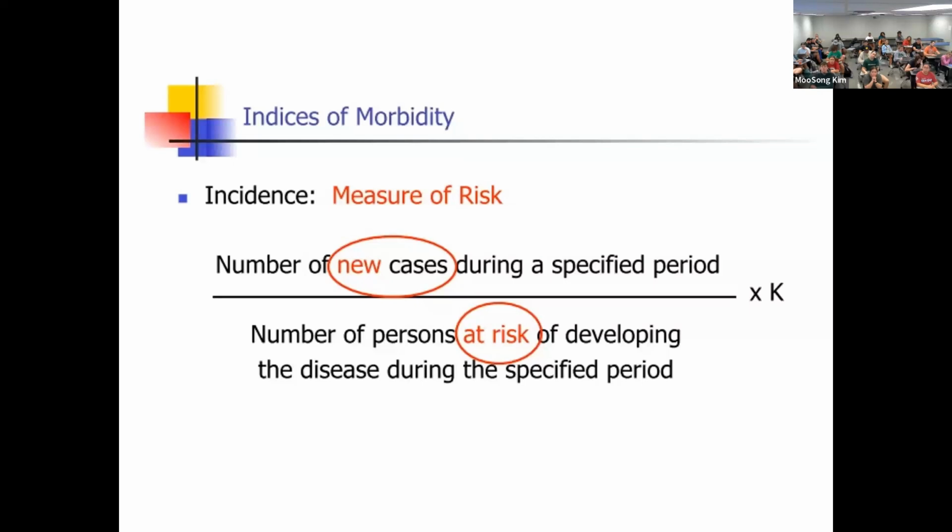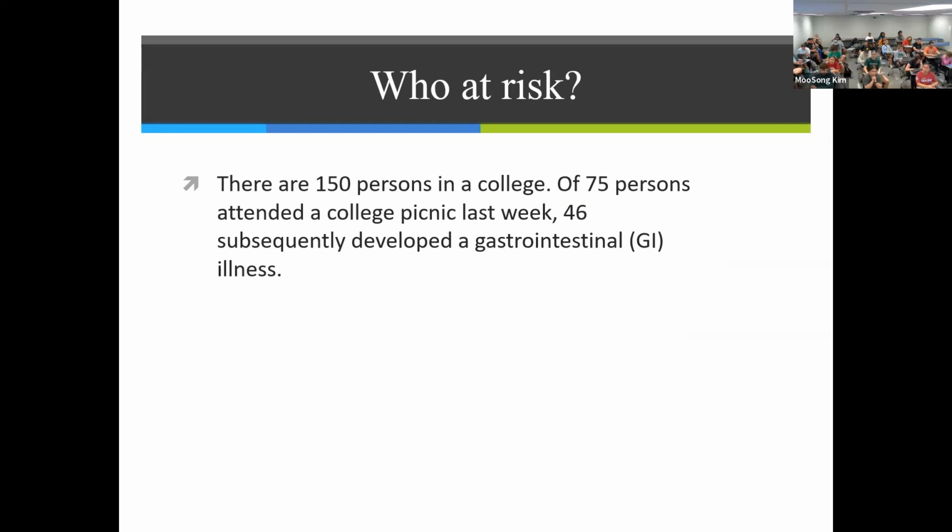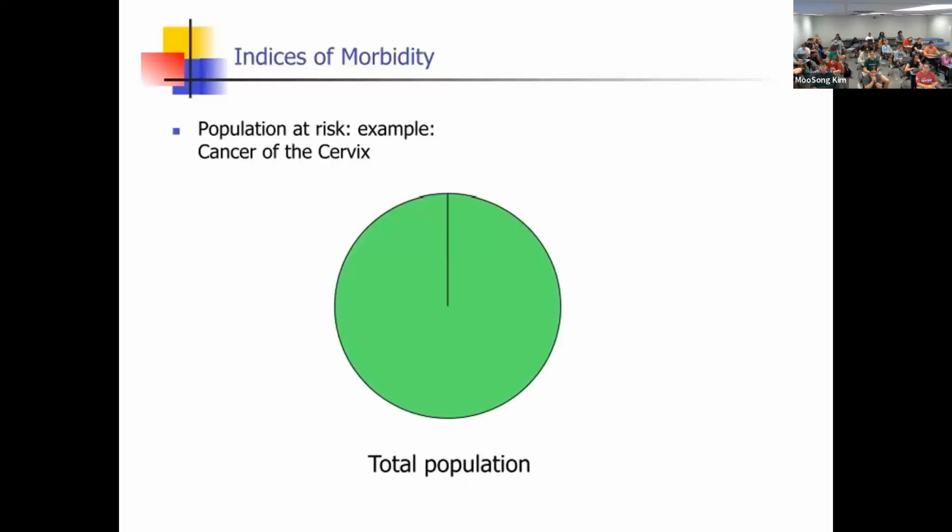The number of new cases during a space-time period, and the number of persons at risk. So let me talk about the at risk. We talked about that last time, but I think that's not that one. So think about this disease, cervix cancer. Do you know cervix cancer, right? So there are total populations. All the populations can be at risk or not. Especially we divide the gender, males and females. Which population is at risk for this cancer?